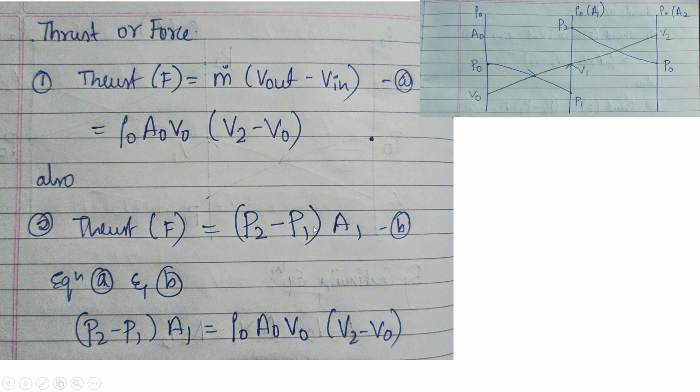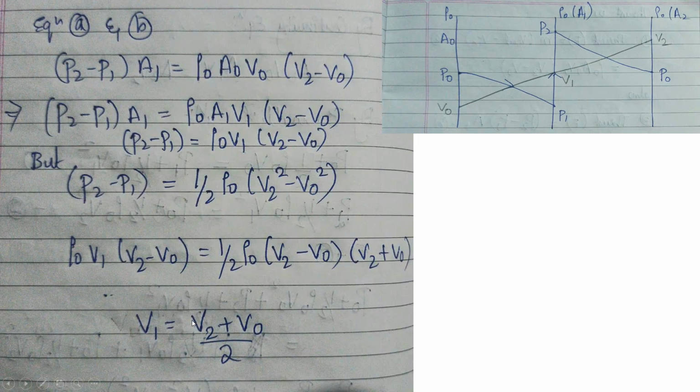But how do you write force in terms of pressure? Force is equal to differential pressure into area. So P2 minus P1 into the area of the actuator disc, A1. So this is force and this is thrust. We can equate these two. So P2 minus P1 into A1 is equal to rho naught A naught V naught into V2 minus V naught.